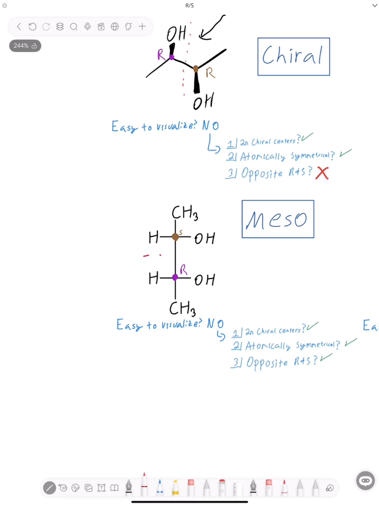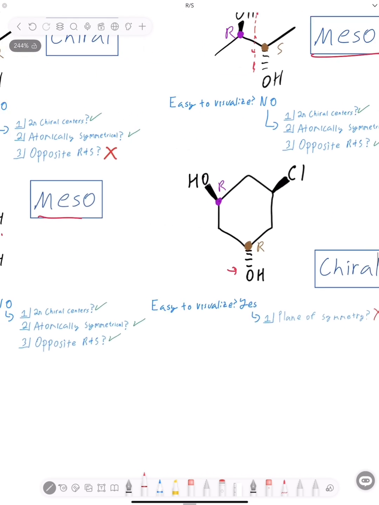And if we look at this one with the internal plane of symmetry, it has 2 chiral centers and that symmetry, as I said, and opposite R and S, so it's a meso compound.